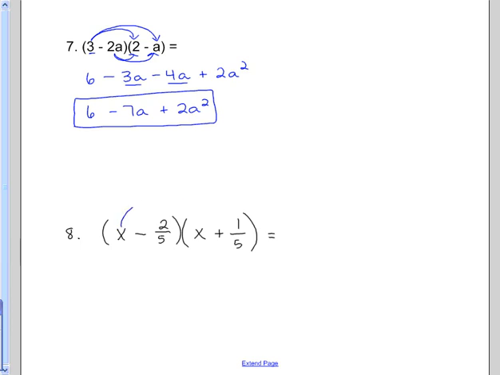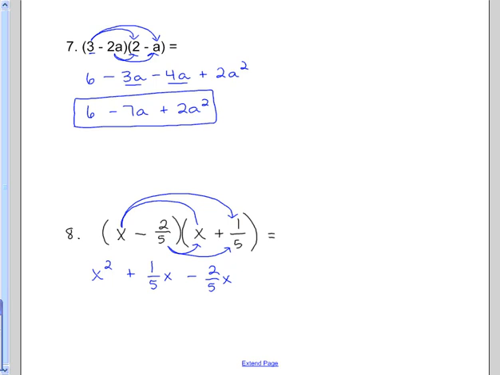First times first. So that's x times x, which would give me x squared. Outer would be x times 1/5, which would be a positive 1/5 x. Inner would be a negative 2/5 times x, which would be negative 2/5 x. And then last would be negative 2/5 times a positive 1/5.